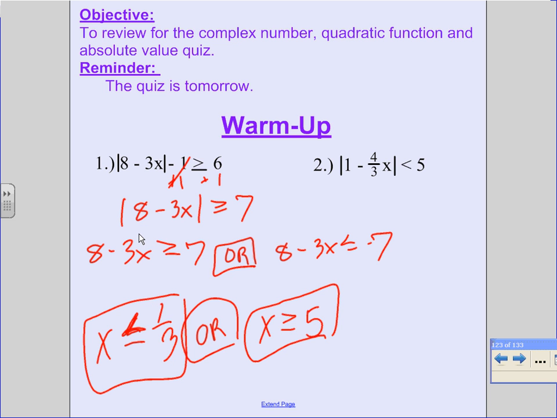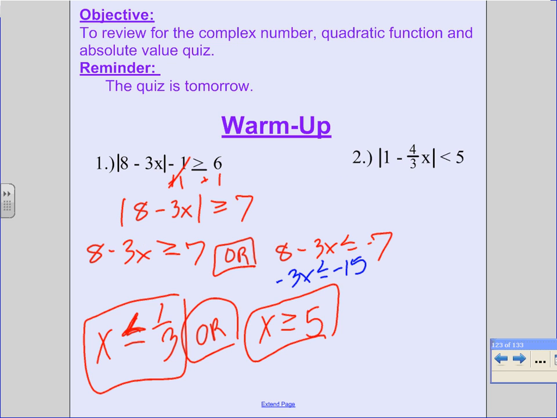Any questions? Alina? Okay, when you subtract 8 on both sides, you get negative 3x less than or equal to negative 15. Negative 15 divided by negative 3 is 5. You sure? Anyone else? Kevin, you okay?